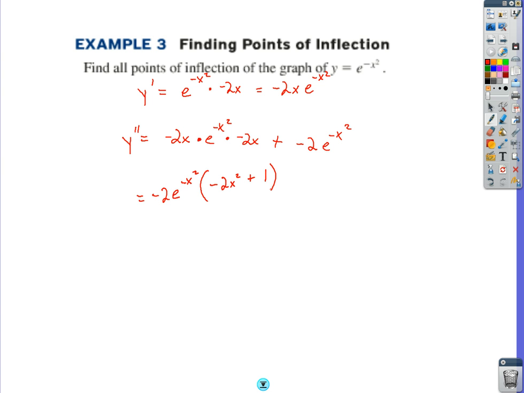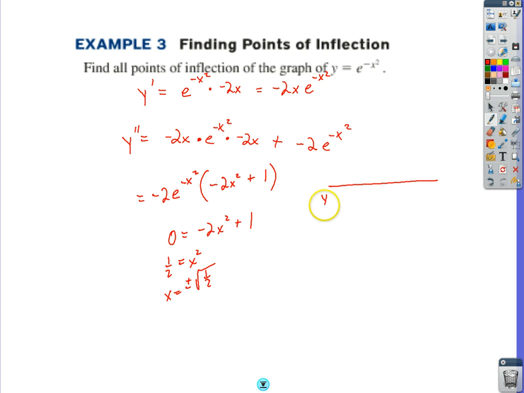And again, I want to find out where it's 0. What you should know is that this part will never be 0. So I set 0 equal to negative 2x squared plus 1, and I solve for that and find that 1/2 is equal to x squared. x is equal to plus or minus the square root of 1/2. So that tells me where y double prime is 0, but I still need to do the test to make sure that concavity switches.